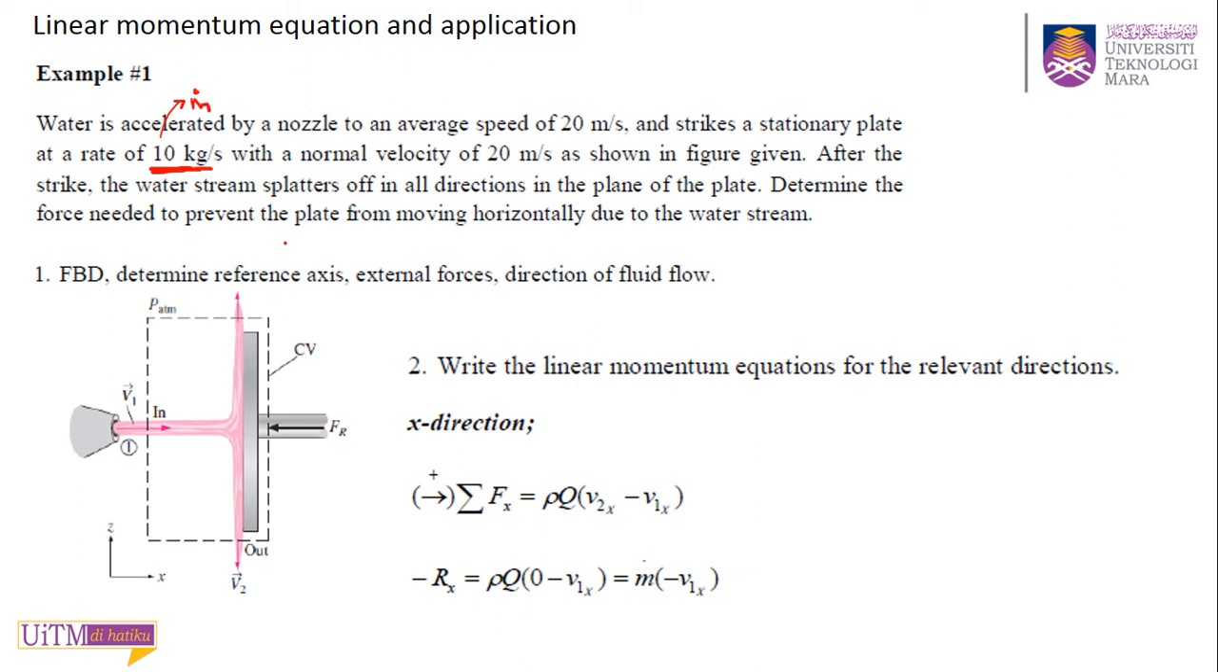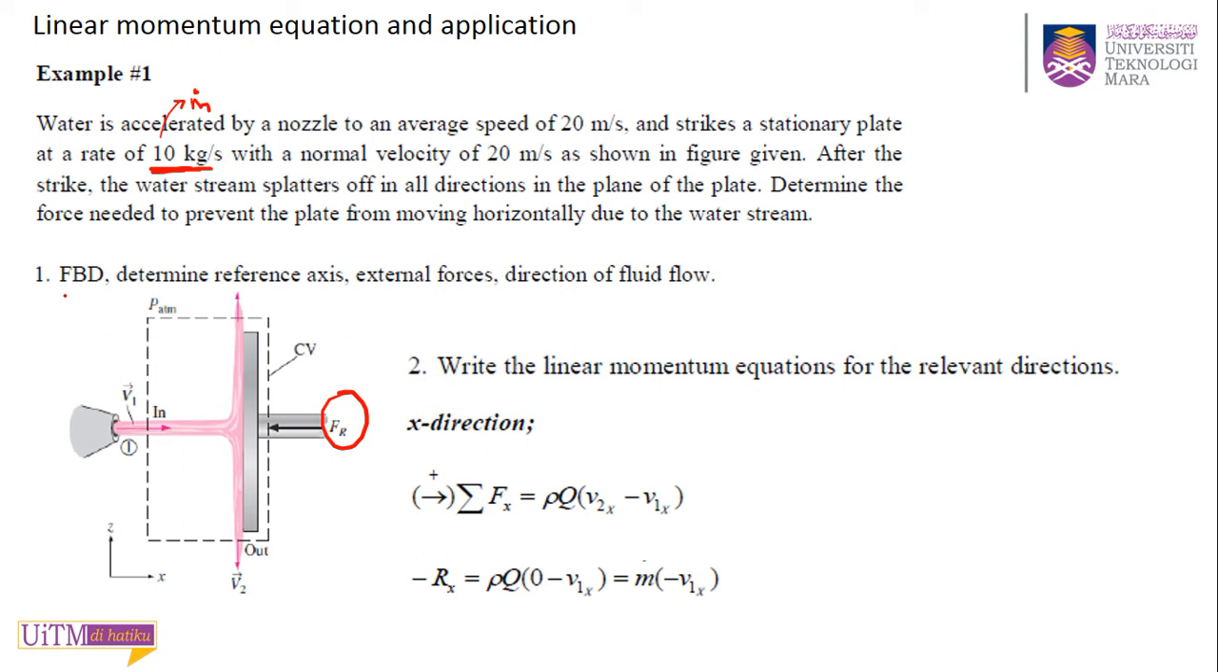m dot, continuity equation. So it's always related to the continuity equation, to the Bernoulli equation, because that's why it's the same chapter kan, chapter 3. Okay, with a normal velocity of 20 meter per second as shown in the figure given. After this water strikes this plane, the water stream splatters off in all directions. Okay, it goes down and goes up. Determine the force needed to prevent the plate from moving horizontally due to the water stream. So they ask you to find this reaction force in order to make sure this plane surface is not moving.